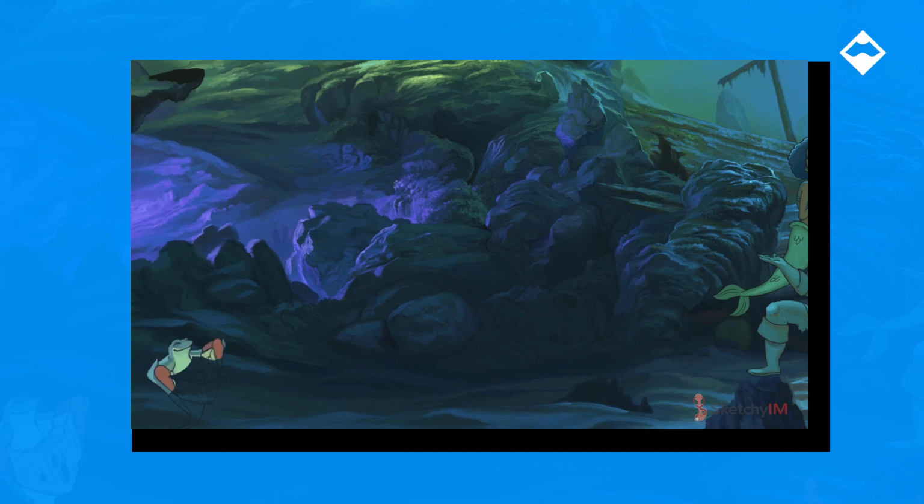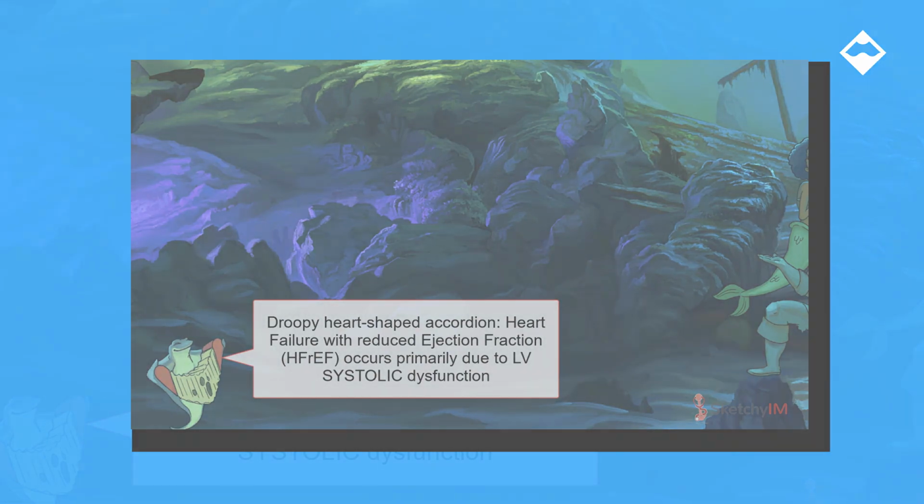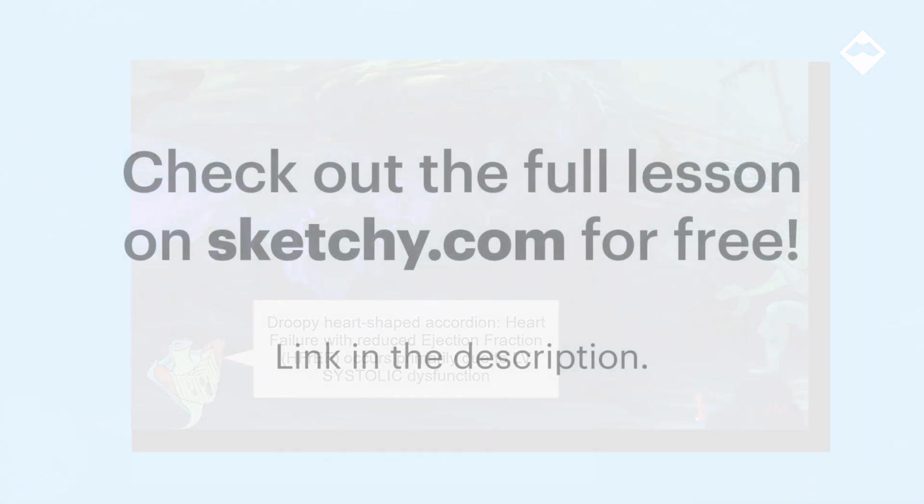To symbolize heart failure with reduced ejection fraction, we've drawn in this awesome sea creature happily playing away on its droopy heart-shaped accordion. I don't know how much music you're going to make with all those holes in it, but hey.